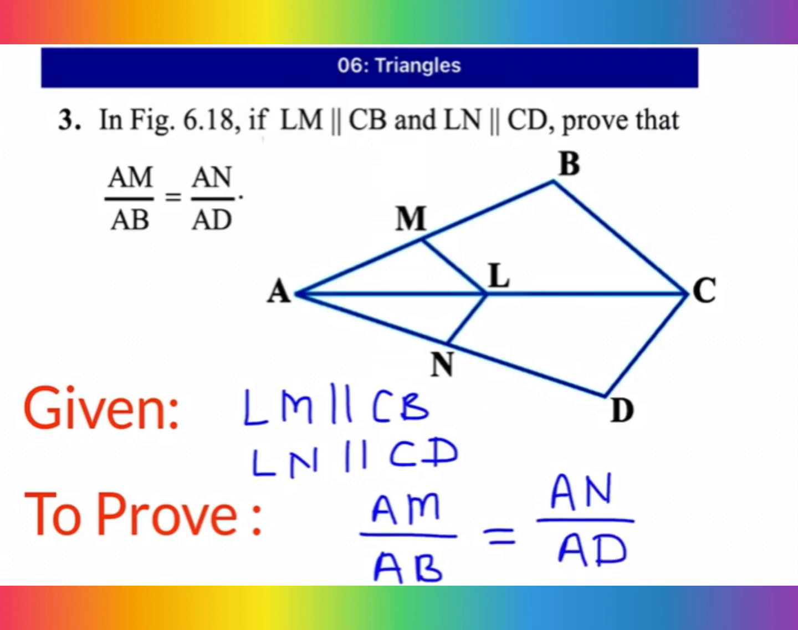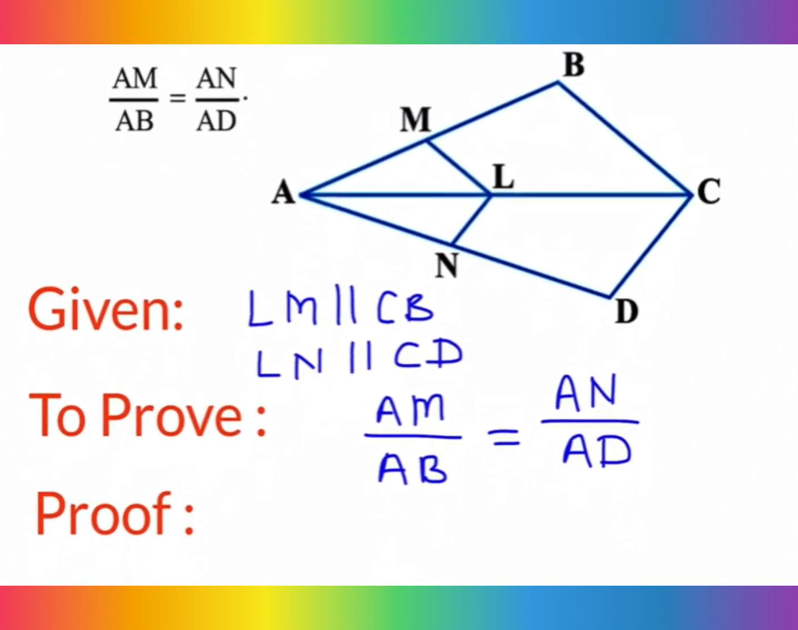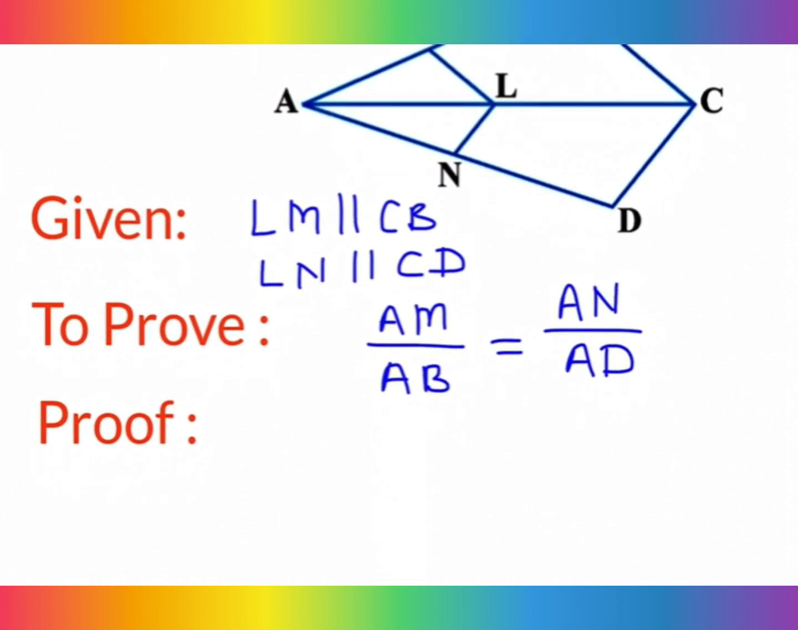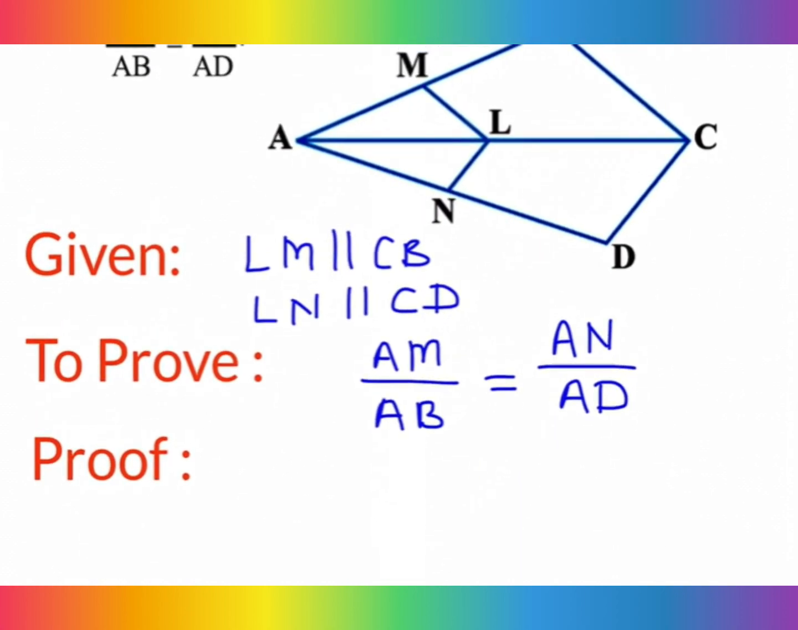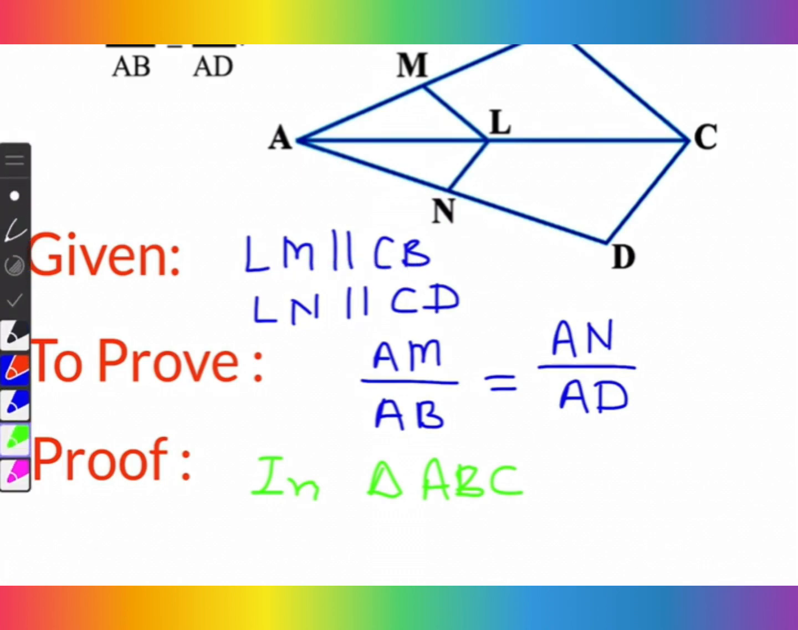So nothing is required for construction, so we will directly prove it here. What to do in this case? You will select this triangle ABC. In triangle ABC, it is given that LM is parallel to BC.